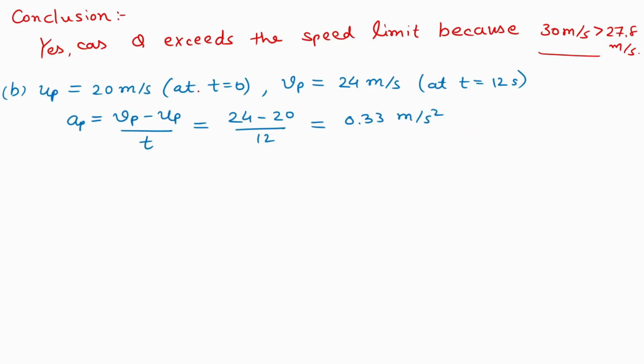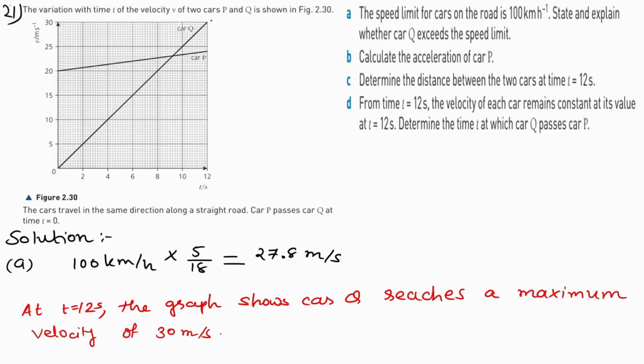So the solution is: initial velocity is 20 meter per second, final velocity is 24 meter per second. At t equal to 0 seconds it is about 20 meter per second, and the last one, 24, is at 12 seconds. From this graph you can easily see it attains a speed of 24 meter per second.